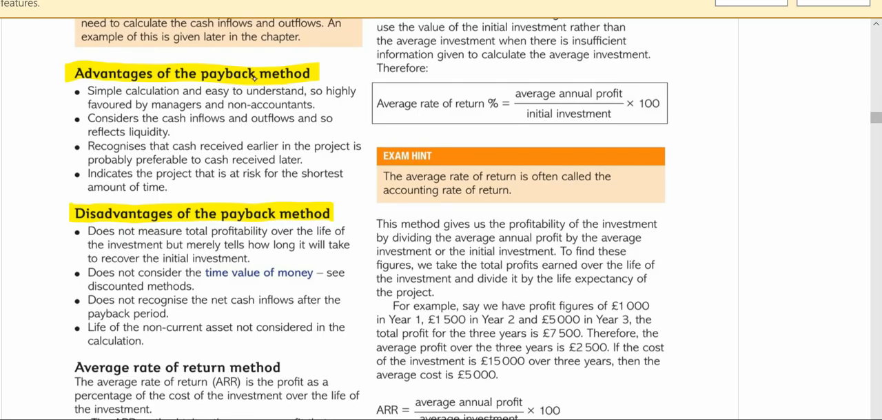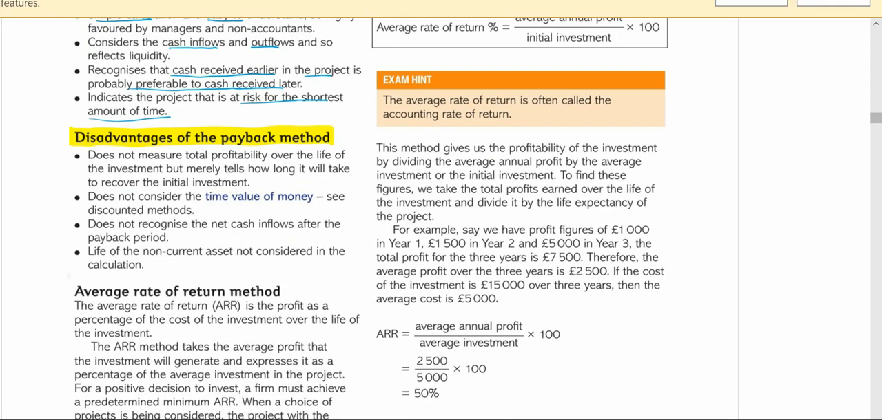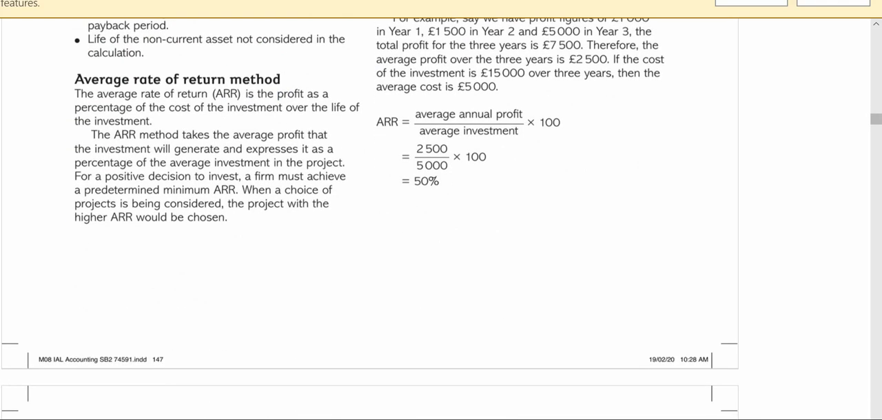The advantage of payback period is simple calculation. It's very easy to calculate payback period. It considers cash inflows and outflows. It recognizes that cash received earlier in the project is probably preferable to cash received later. It indicates the project that is at risk for the shortest amount of time. Okay, now it's an easy one. Now move to the next one.